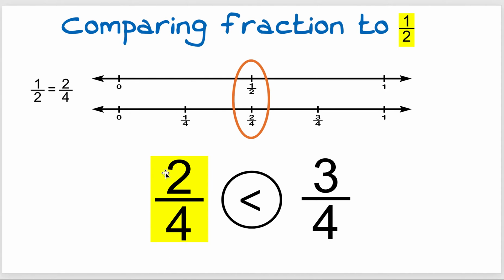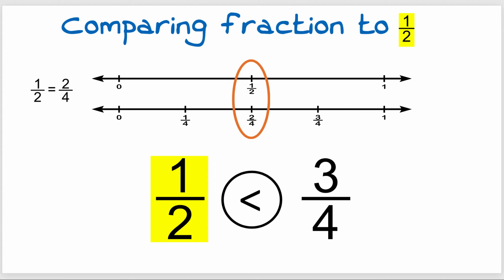And if 2/4 is the same thing as 1/2, and 2/4 is less than 3/4, then 1/2 must be less than 3/4, because they're the same. 1/2 and 2/4 are the same. Therefore, 1/2 must be less than 3/4. And I can see that on this number line. There's 1/2 over here, and I would have to move over there to get to 3/4, so it would be more on the number line.